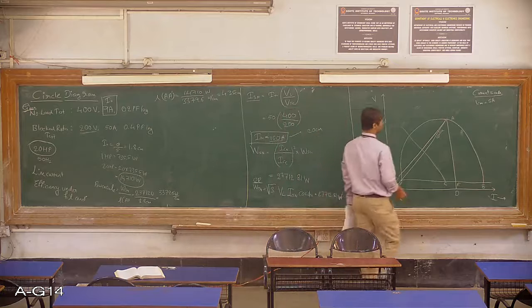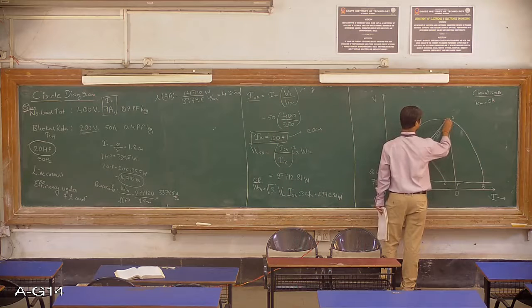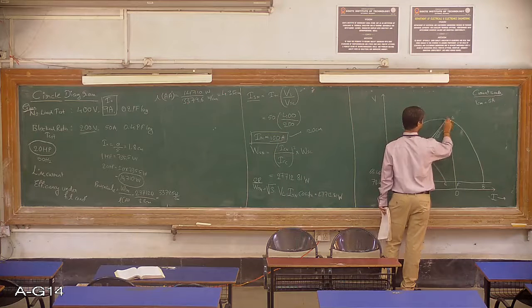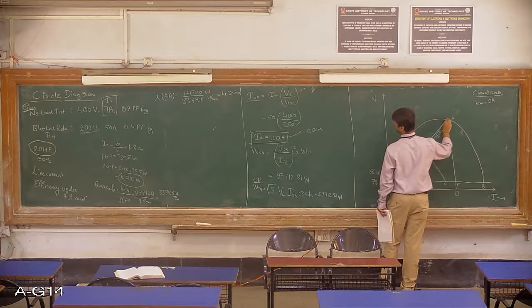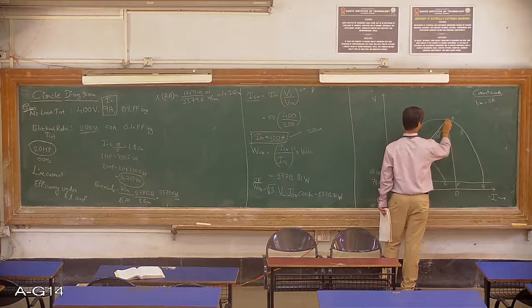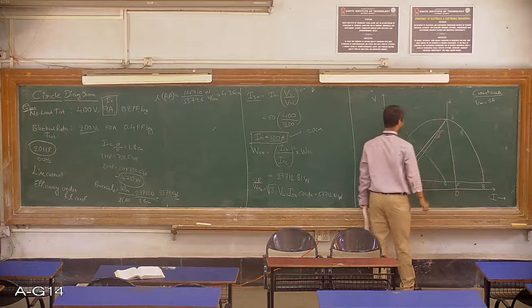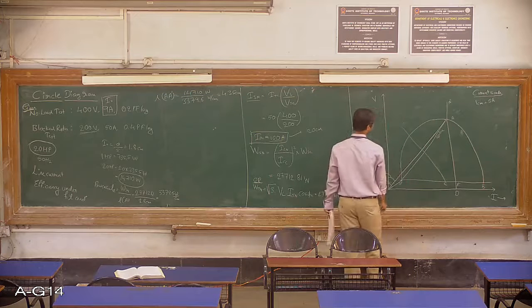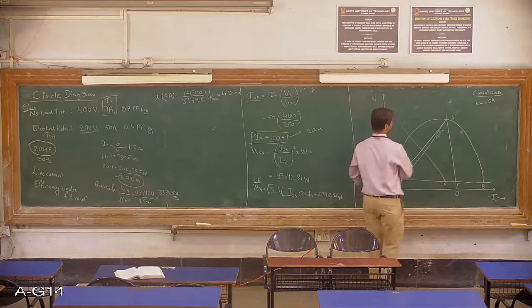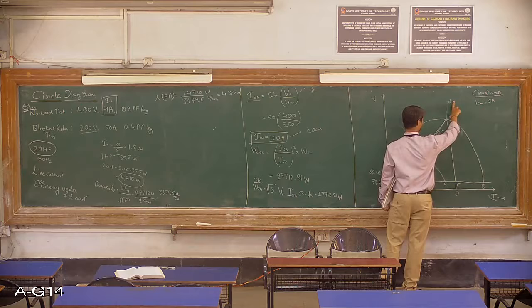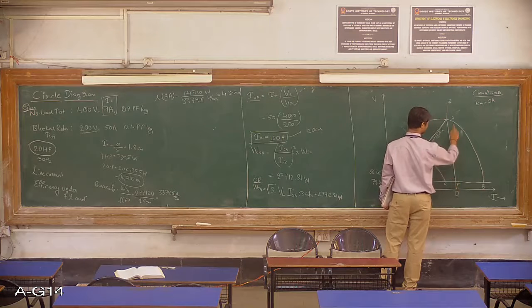Now I have to extend this line vertically upwards for the length 4.35 centimeters. Extend the line for the length 4.35 centimeters, and name this point as point A dash. Now this is the output of the machine under full load condition, and these are all the losses of the machine.